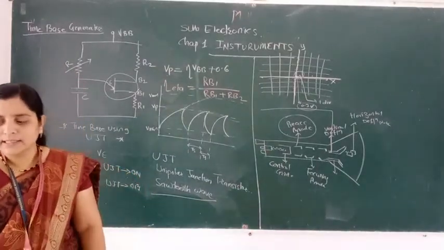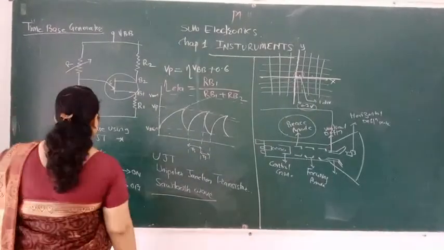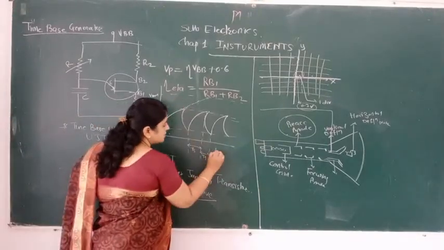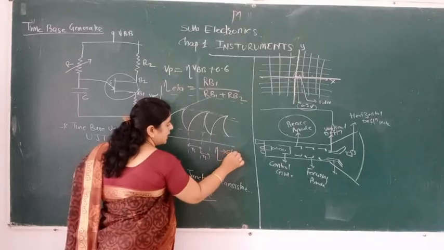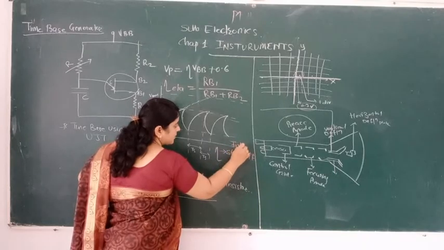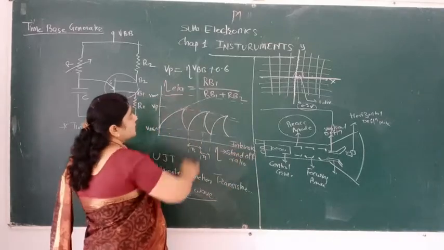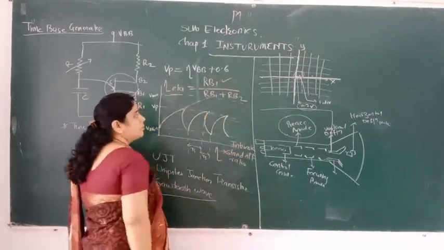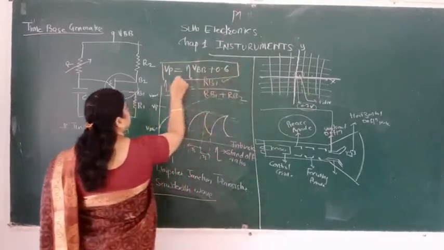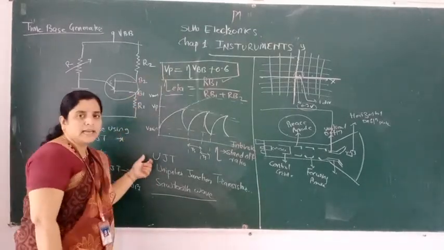So what is this eta? It is the intrinsic standoff ratio. I will write it here. The intrinsic standoff ratio is called eta, and eta can be calculated by this formula, RB1 divided by RB1 plus RB2. So the voltage Vp is eta of VBB plus 0.6. So this is the output voltage of this time-base generator.